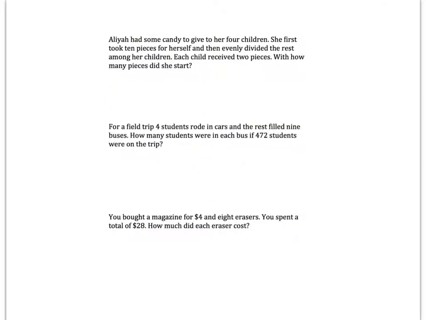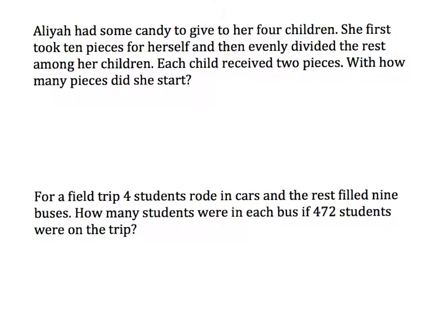Now let's take a look at a few word problems involving two-step equations. Aaliyah had some candy to give to her 4 children. She first took 10 pieces for herself and then evenly divided the rest among her children. Each child received 2 pieces. With how many pieces did she start?